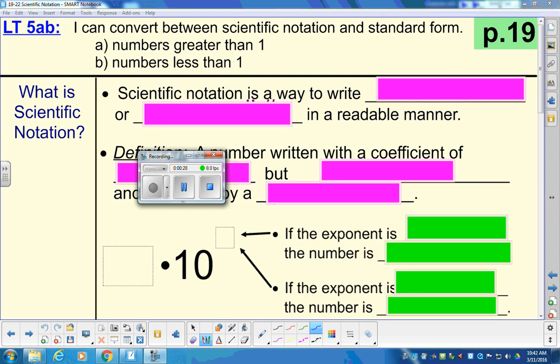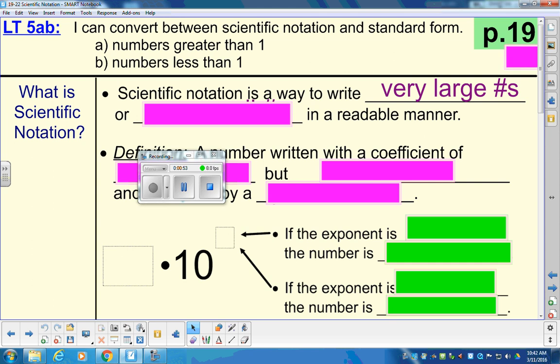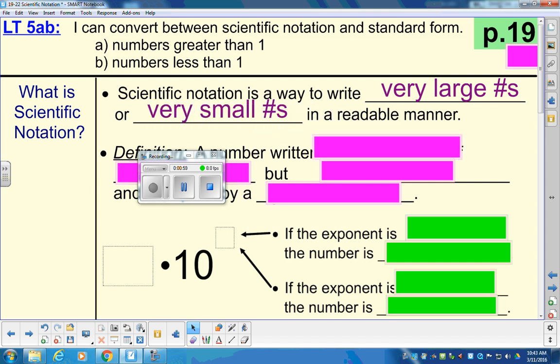So, starting with what is scientific notation. People that deal with really big numbers and really small numbers really like scientific notation. They like being able to write it in a different way, because if you forget a zero, it pretty much messes up the whole problem. A zero in a really big number makes a big difference. We wouldn't want somebody to mess up our bank account, unless it really benefited us. But scientific notation is a way to write very large numbers, huge numbers, and very small numbers in a readable manner. Very large numbers, we miss a zero, super big deal. Very small numbers, we put the decimal in the wrong spot, super big deal.